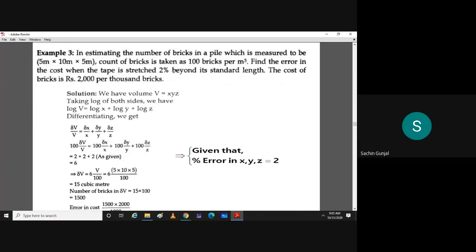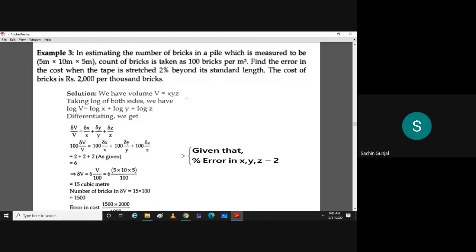So moving ahead, in example 3, it says that in estimating the number of bricks in a pile which is measured to be 5 meter into 10 meter into 5 meter, count of bricks is taken as 100 bricks per meter cube. Find the error in the cost when tape is stretched 2% beyond the standard length. The cost of bricks is 2000 per 1000 bricks.